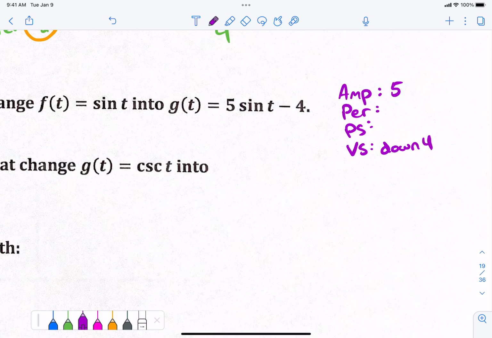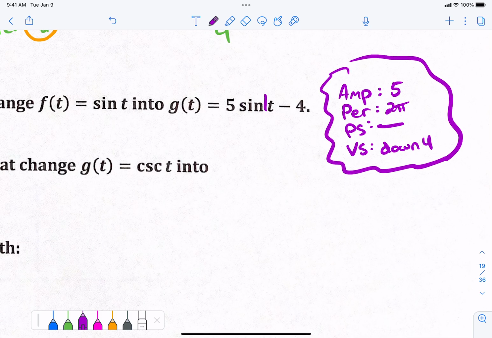What's the period? B is 1, which means the period is 2 pi. It'll stay at 2 pi. Phase shift? Nothing, left and right. So really the only thing happening is you're making it 5 units tall and shifting it down 4. If you want to describe it like this, if that helps, do that.